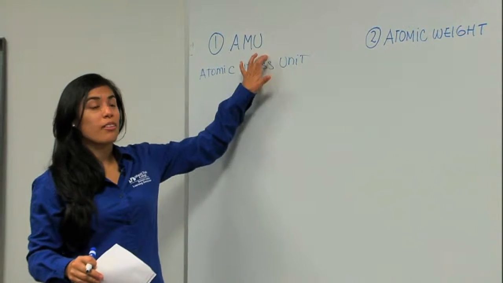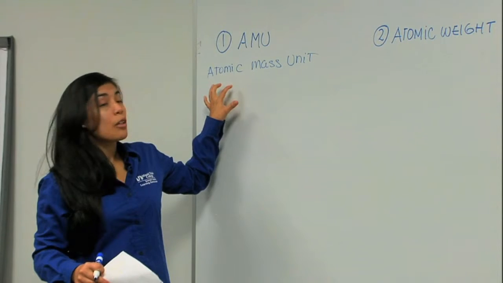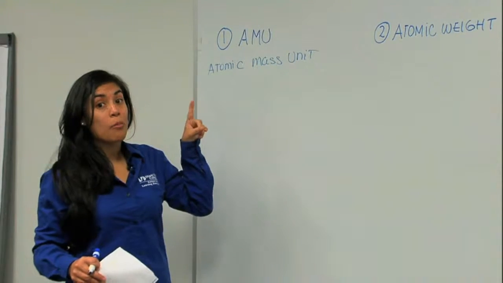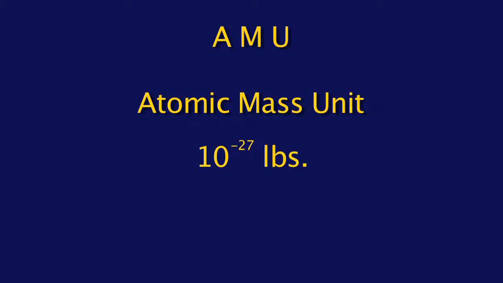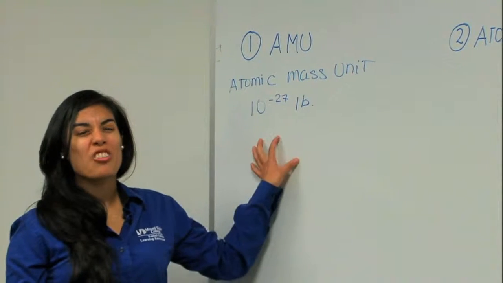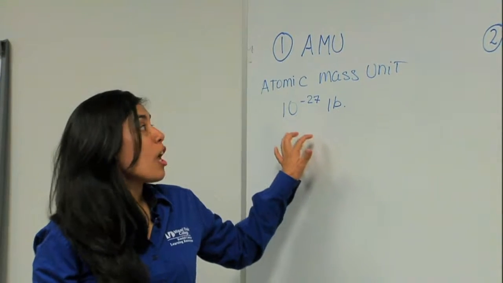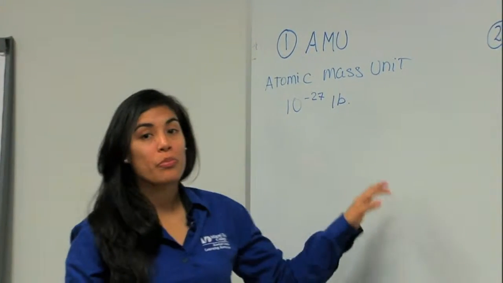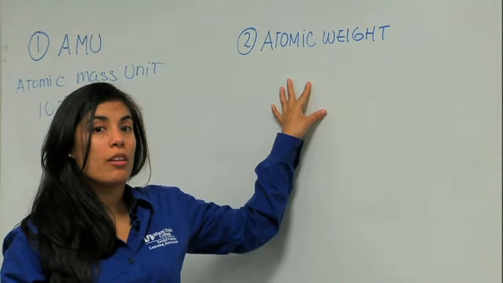And as the name says it, it is a mass that we need to find out for one atom only. Now, it is a very small unit. Imagine that it's in the order of 10 to the negative 27 pounds. So imagine, it's very, very small. One grain of sand would be much heavier than 1 AMU. Now that we know this, we can know what atomic weight is.